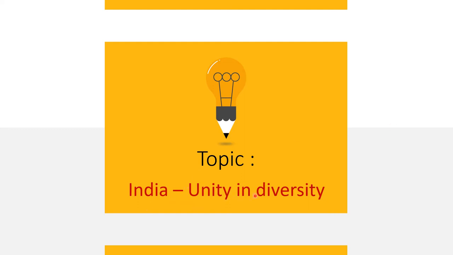India, unity in diversity. Diversity means variation and unity means unitedly, ekota. Boichitre ekota. Amra aaj e shompoke bolbo.